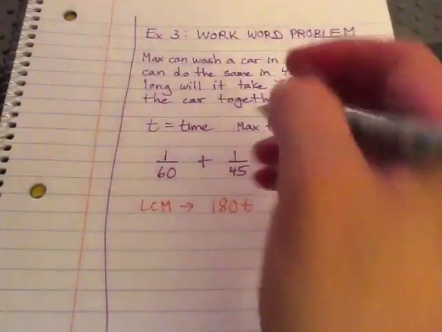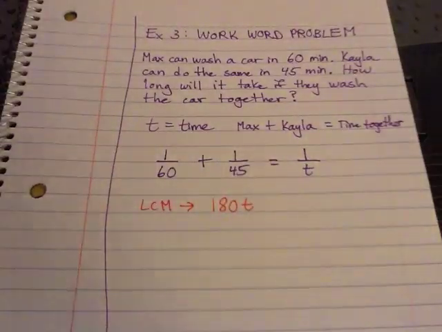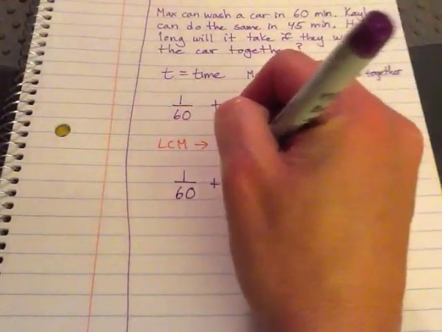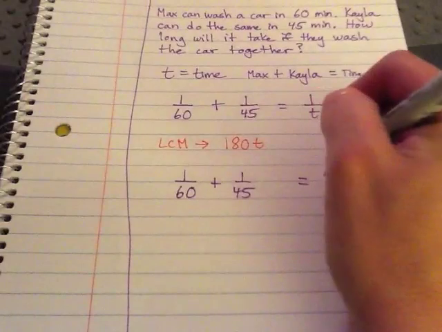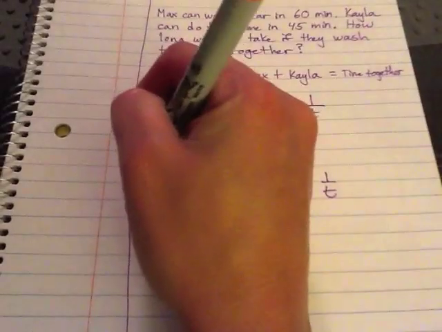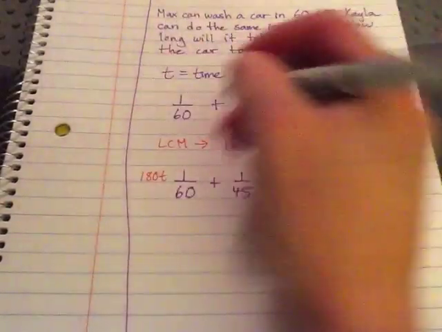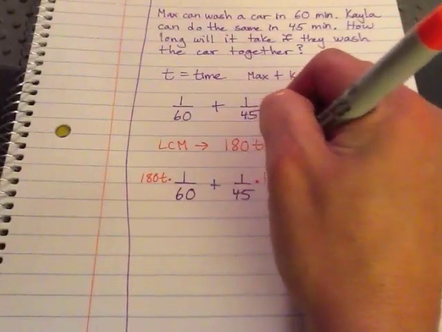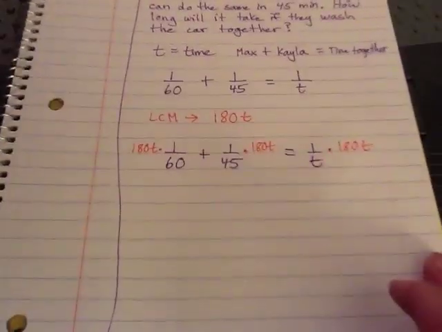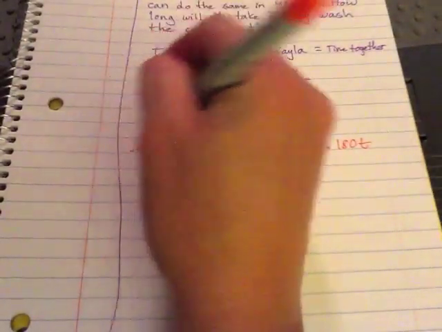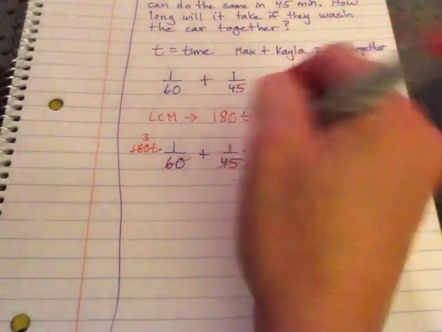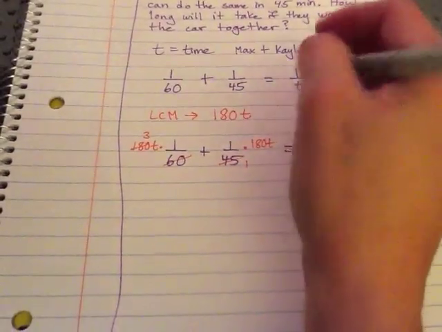So now I'm going to multiply, I'll actually go ahead and rewrite the equation again just so you see the steps. 1 over 60 plus 1 over 45 equals 1 over t. And now I'm going to multiply by 180t and 180t and 180t. Remember every term. 60 simplifies to a 3t. 45 simplifies to a 4t.